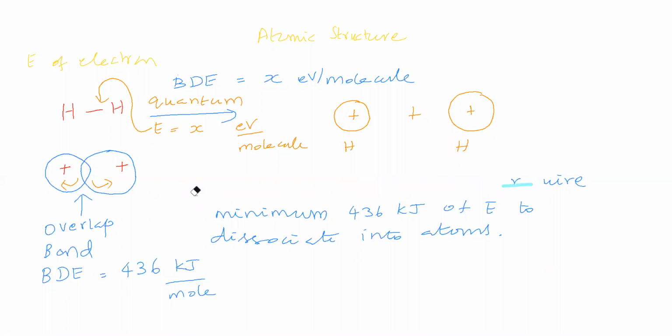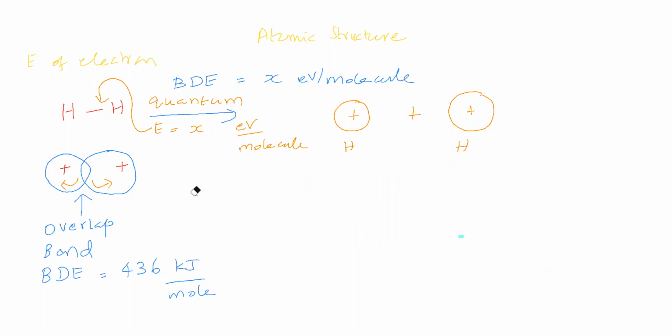Now we supplied a quantum having x electron volt. That quantum is completely utilized for dissociating the molecule into atoms. Otherwise, something would be remaining. What shall we say? The x electron volt is completely utilized for dissociating the molecule into atoms.